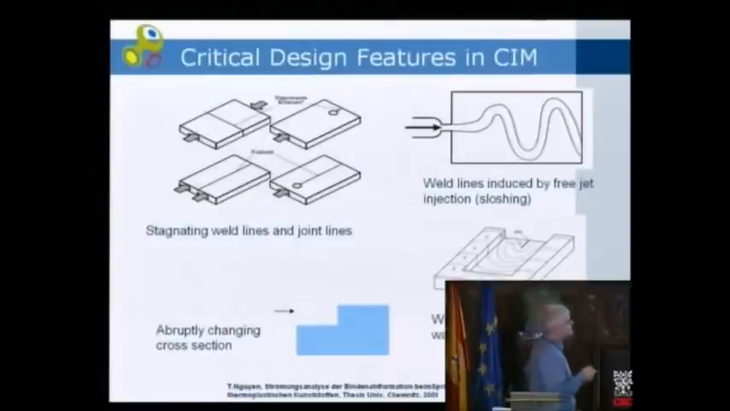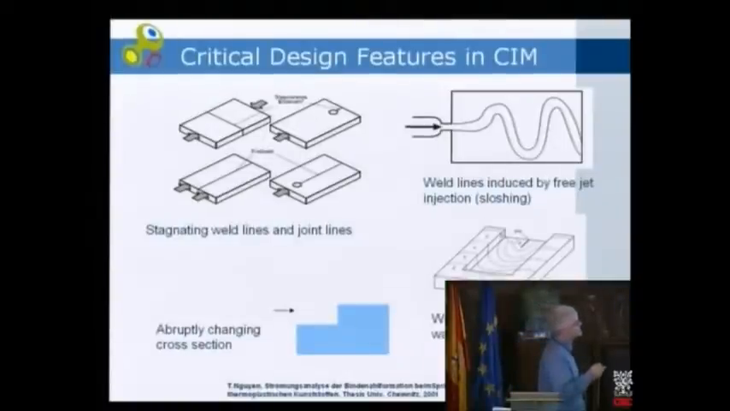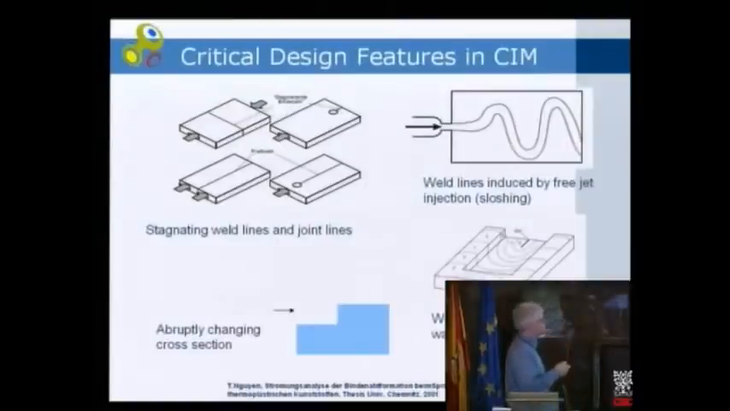And a little more exotic case is if we have different wall thickness, you may have a weld line also, because the material flows quicker in the thick channel than in the thin cavity. And what's also a problem is abruptly changing cross sections. Then you very often have some cracks here in this region.